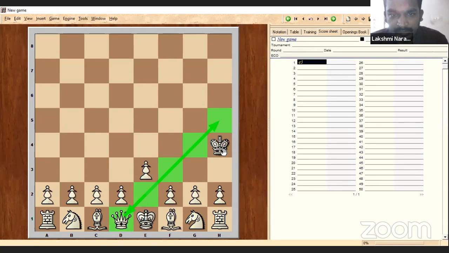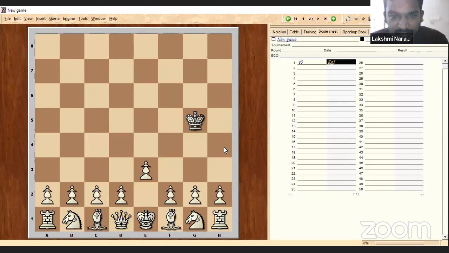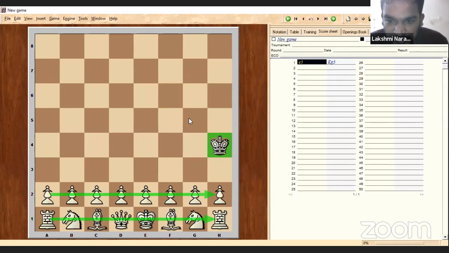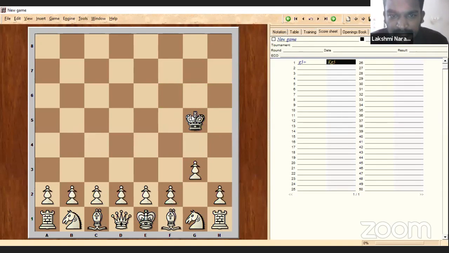So black will try to expand his possibilities. So he will go here. So now in 2 moves you have to mate, which is quite difficult because there are a lot of squares for the black king to move around. Okay, so first move, any other move? So g3. Okay, g3 is a check. When you play check, the king will go to g5.